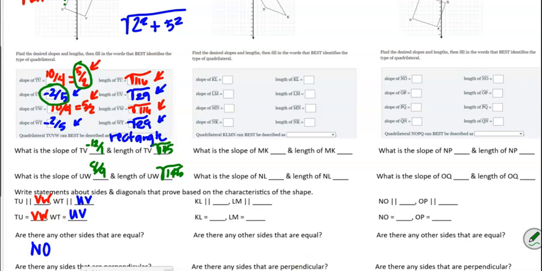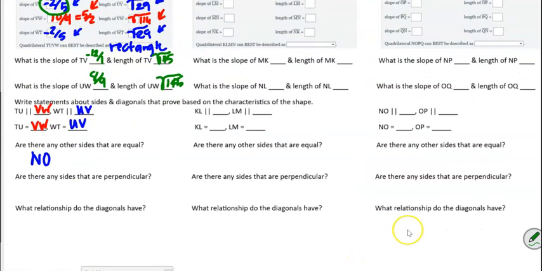So we're going to move right around this shape, and we're going to name them. We're going to go from T to U, and then U to V, and then V to W. So we're just going to move around the shape and make this statement. TU is perpendicular to UV is perpendicular to UW is perpendicular to WT. Okay? And then it says, what relationship do the diagonals have?